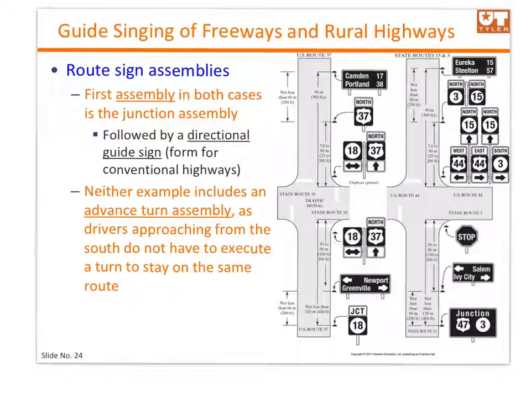Neither example actually includes an advanced turn assembly, as drivers approaching from the south do not have to execute a turn to stay on the same route. So there is no need for a turn assembly. As you can tell here, you just keep going through the intersection, so there is no need for an advanced turn assembly.